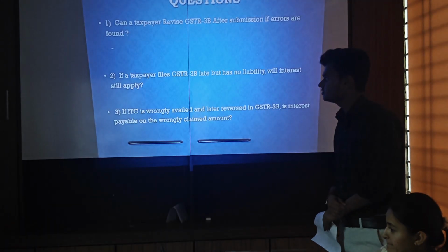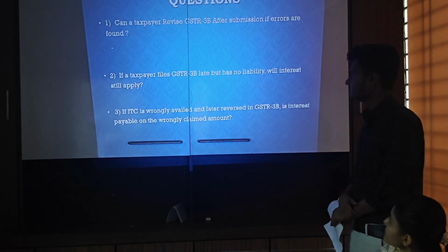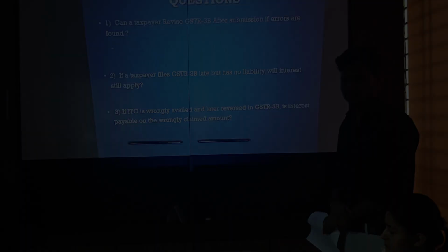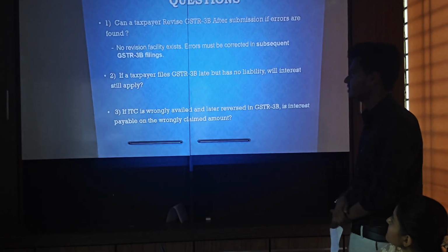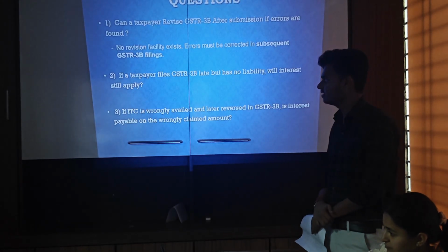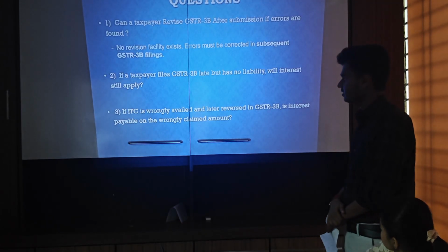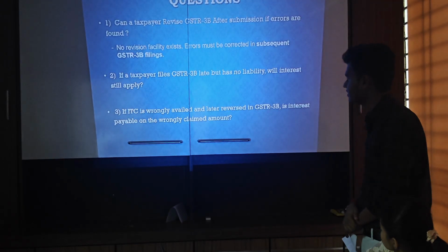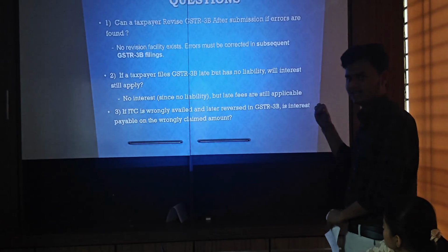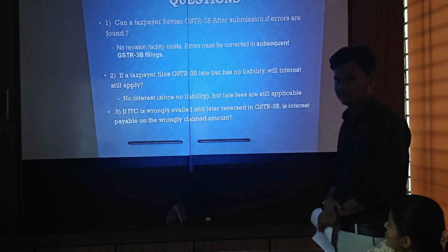These are some questions. Question number 1: can a taxpayer revise a GSTR 3B after submission if errors are found? There is no revision facility. Errors must be corrected in subsequent GSTR 3B filings. Question number 2: if a taxpayer files a GSTR 3B late but has no liability, will interest still apply? No interest, because there is no liability, but late fees are still applicable.